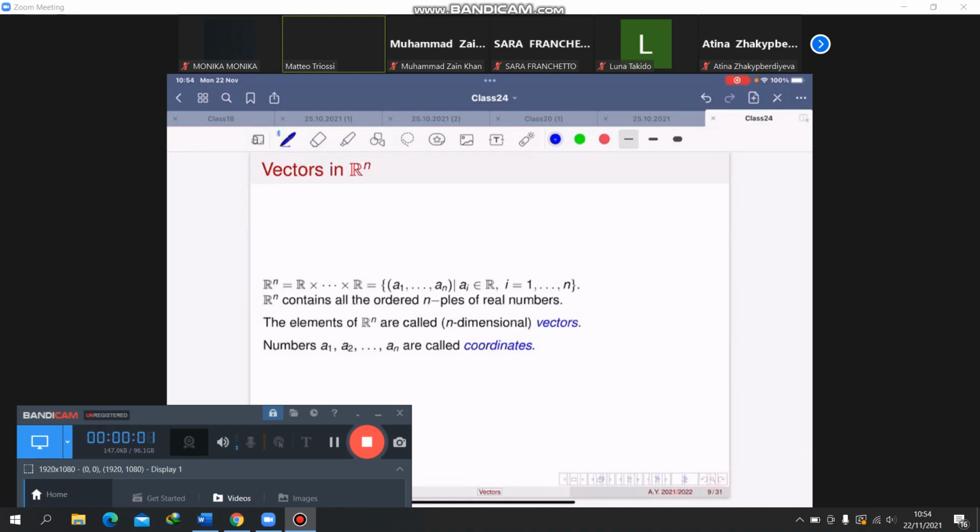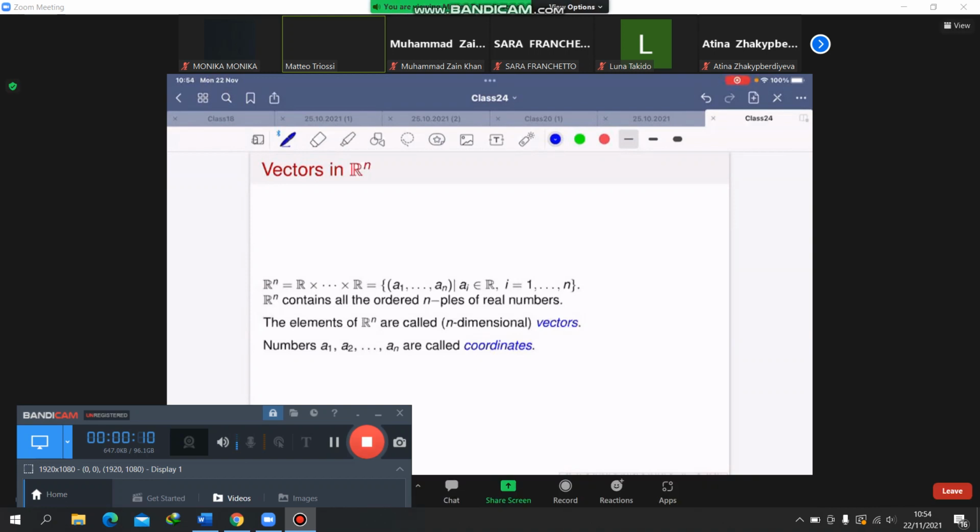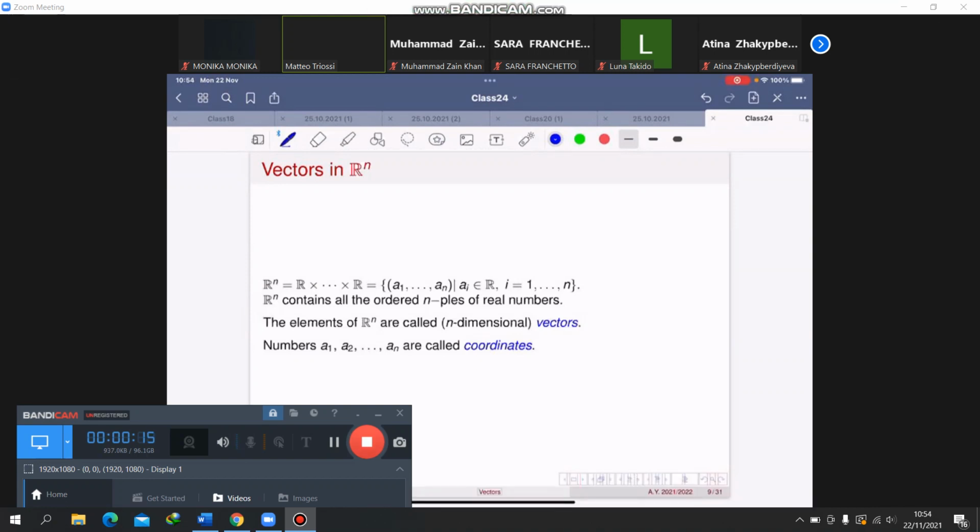Define operation between vectors: addition and multiplication by a scalar, which is simply by a number, by a real number. The value taken in each element of the n-tuple that defines your vector is simply called a coordinate.